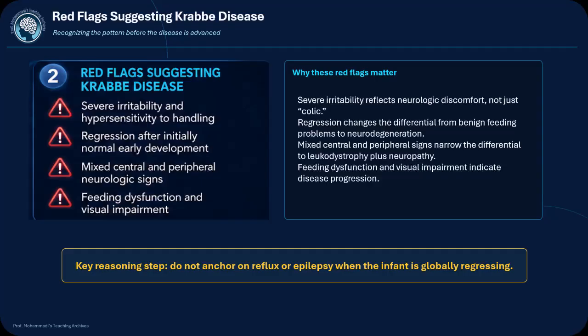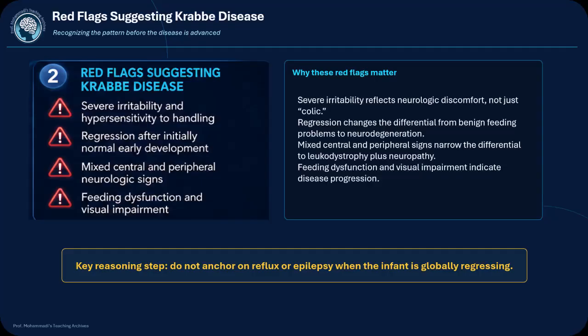The third clue is the combination of central and peripheral signs. Spasticity, brisk reflexes, and posturing suggest central nervous system involvement, while absent ankle reflexes and later nerve conduction abnormalities suggest peripheral neuropathy. Finally, feeding dysfunction and visual impairment indicate more advanced neurologic involvement. The key reasoning step is to avoid anchoring on reflux, colic, or epilepsy alone when the infant is globally regressing.